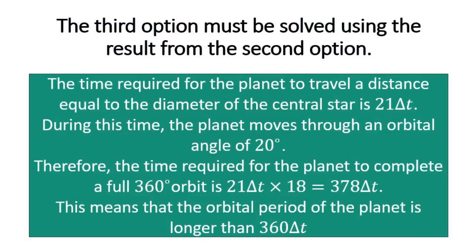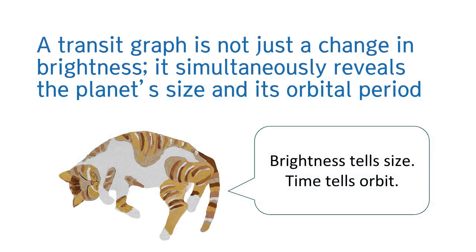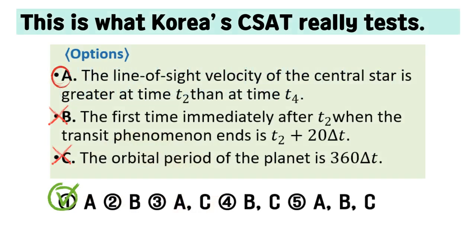Here's a classic exam trick. The third option cannot be solved without the second one. A full orbit is. A transit graph is not just a change in brightness. It simultaneously reveals the planet's size and its orbital period. This is what Korea's CSAT really tests, and the correct answer is number 1.